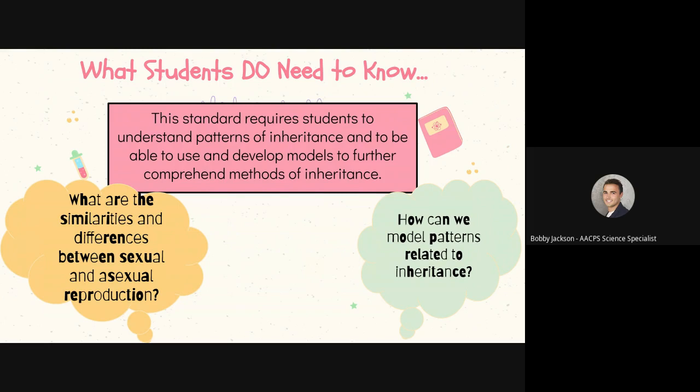So again, this standard requires them to understand patterns of inheritance and to be able to use and develop models to further comprehend methods of inheritance. Some questions students will ask during this unit are, what are the similarities and differences between sexual and asexual reproduction? And how can we model patterns related to inheritance?